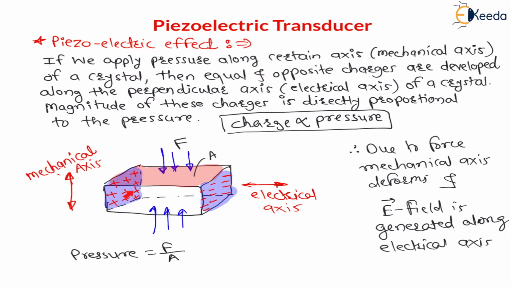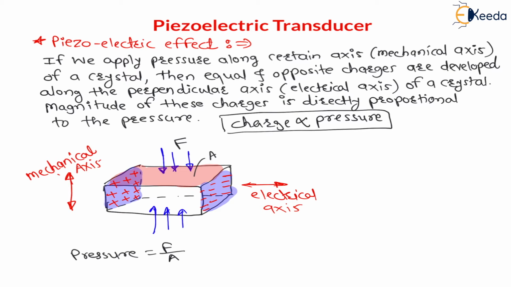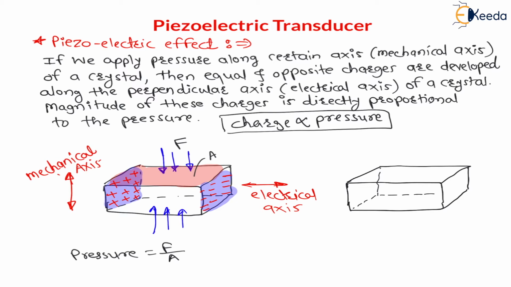The reverse of the piezoelectric effect is useful for the production of ultrasonic waves. See, the reverse is: if I apply a potential difference along the electrical axis, then automatically the dimensions will change along the mechanical axis. And one more important point: here I have applied compressive forces, because of which the mechanical axis contracts and positive charge is produced on the left side and negative charge on the right side. If I apply tensile force instead of compressive force, then what will happen? Let us draw this similar element. Instead of compression, if I apply tension, then the polarity will change. Means positive and negative will change, but an electric field will definitely be generated, right?